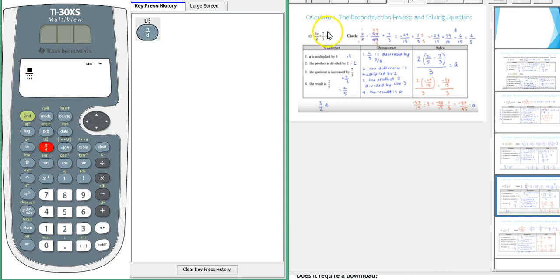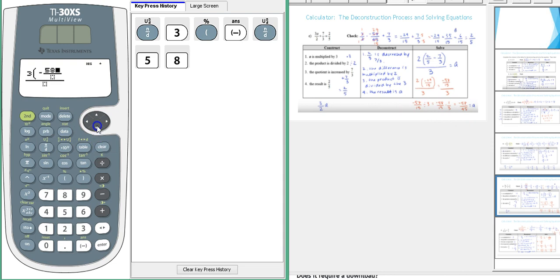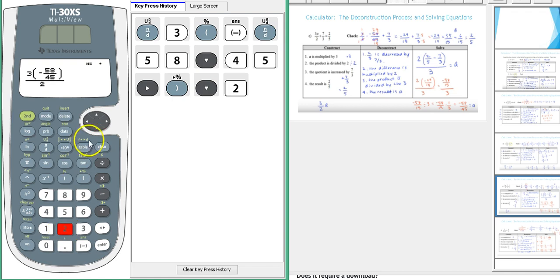So first, we have a fraction. In the numerator is 3a, so we have 3. Since I'm multiplying by a, I'm going to use parentheses, and this is my a. So parentheses, negative, and we have 58 over 45. Now I want to close those parentheses, and our denominator here is 2. So that's our first fraction.